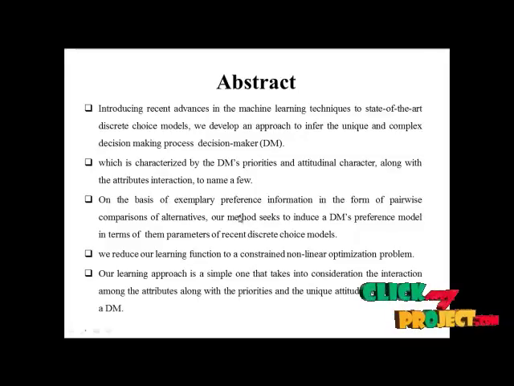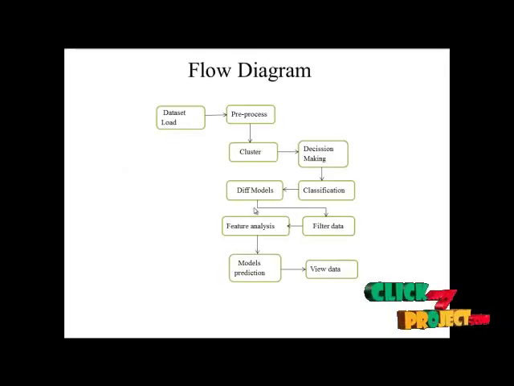Our decision-making process uses different methods that seek to induce decision-making preference models in terms of parameters of recent discrete choice models. Based on different choice models, we reduce our learning function, learning choice models with attribute-based functions, to a constrained non-linear optimization problem. Our learning approach considers the interaction among different attributes, along with the priorities and a unique attitudinal character of the decision-making process. This is our flow diagram for the learning of choice models.